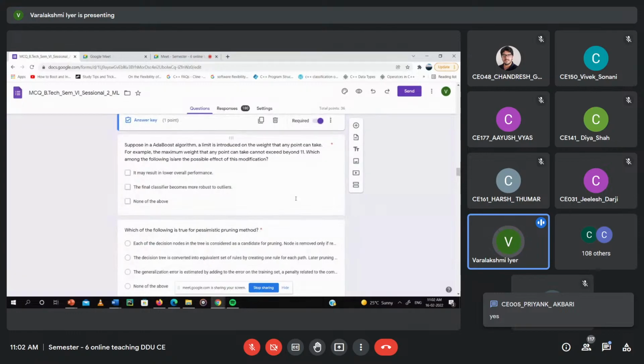Okay. So next is, suppose in the AdaBoost algorithm, a limit is introduced on the weight that any point can take. For example, the maximum weight that any point can take cannot exceed 11 units. Which one of the following is the possible effect of this modification? What do you think? All of you, I would like to know from you. Both A and B, Janil says the second one. Yes, Priyank, second is also correct and first is also correct.